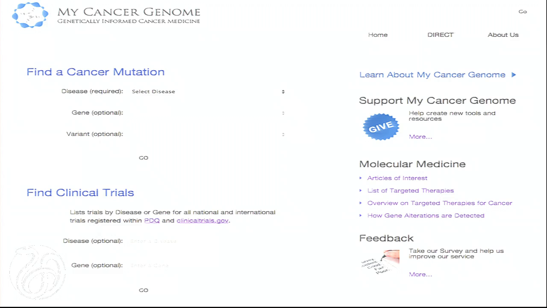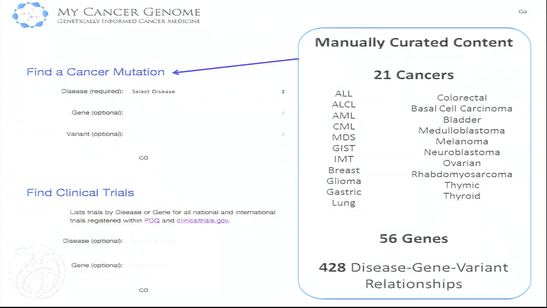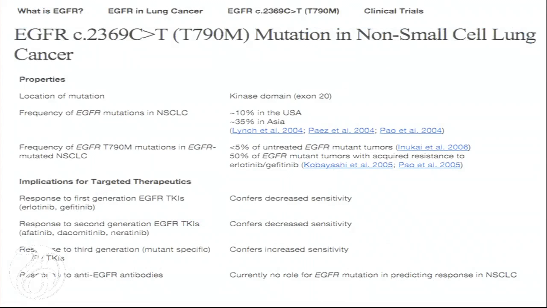My Cancer Genome consists of several different parts. It's a publicly available website. The first part is a manually curated set of content over 21 different cancers and over 56 different cancer-related genes and over 400 different disease gene variant relationships. Here's an example of what one of those pages looks like.